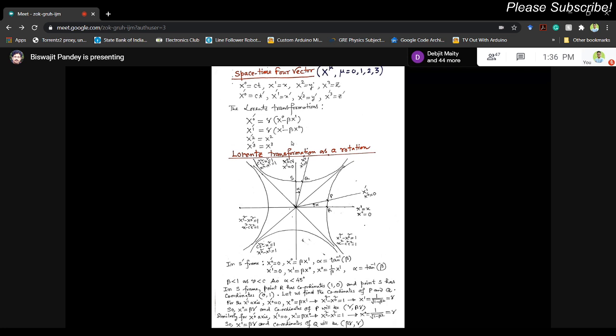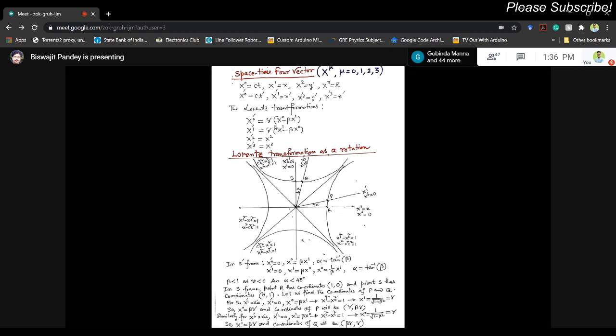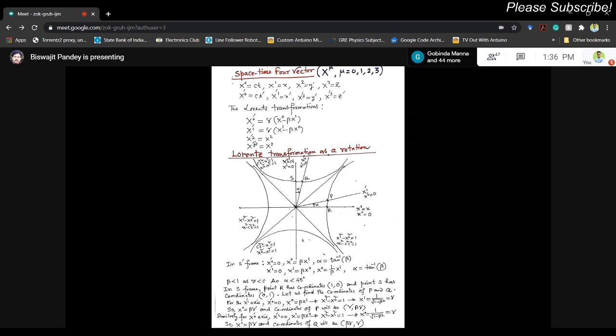Here I have used x0 and x0 prime to denote ct and ct prime. Similarly, x1 prime is nothing but x prime, x2 prime is nothing but y prime, and x3 prime is nothing but z prime. These are the same transformations that we have learned earlier. Now, what I was trying to show you is that Lorentz transformation is nothing but a hyperbolic rotation of Minkowski space.